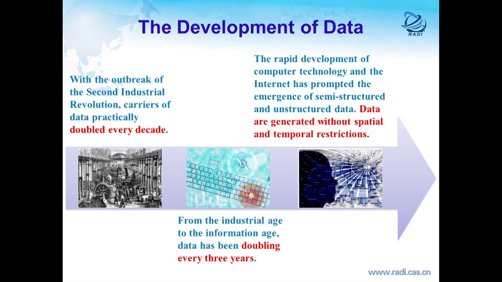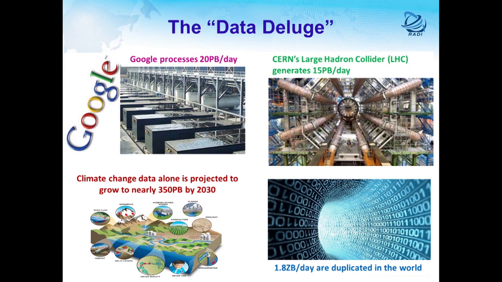Right now, in the spatial-temporal computing period, data are generated without spatial and temporal restrictions. So people ask, what is this data deluge? You can see that our European colleagues have CERN. Everybody knows that using CERN, the big science facility, scientists found a lot of new discoveries. And Google processes about 20 PB of data every day. We are geoscientists, and we are facing global environmental change.